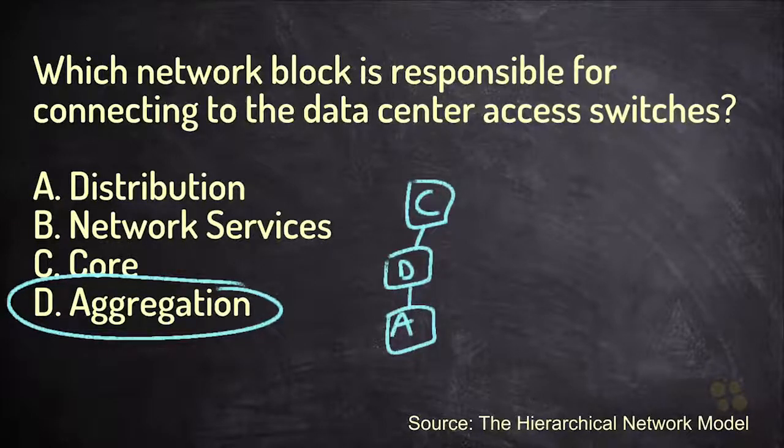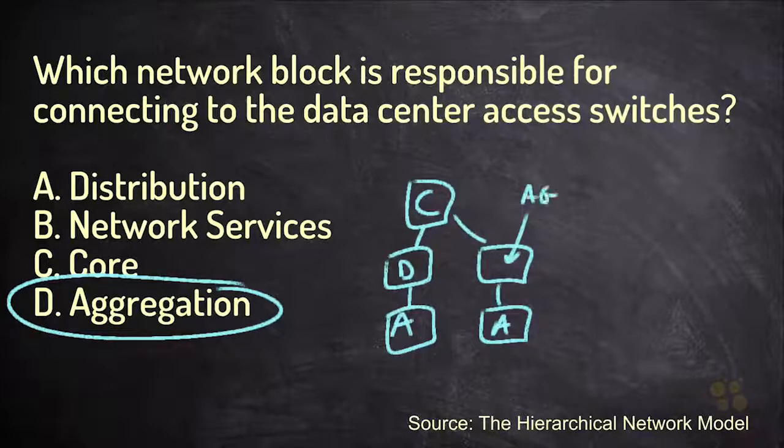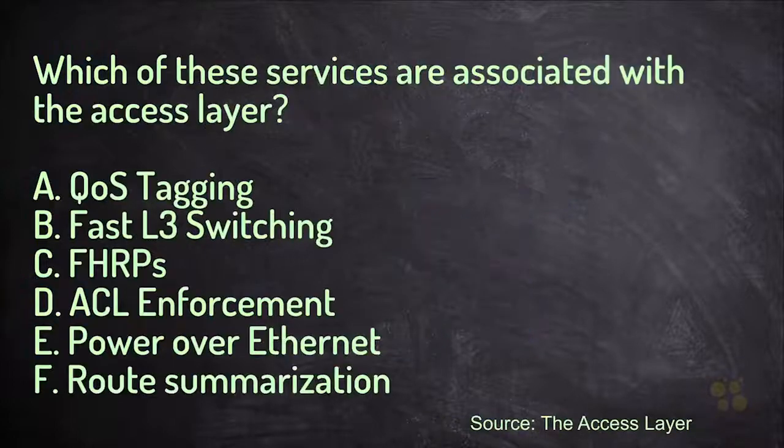And what we need to understand is that on a data center side, we have a very similar architecture with a layer connecting to the access layer down here. But instead of calling this a distribution layer, we call this the aggregation block. So let's make sure that we know all of the different network blocks that we have available to us in our network designs. Question 2. Which of these services are associated with the access layer? Choose all that apply.